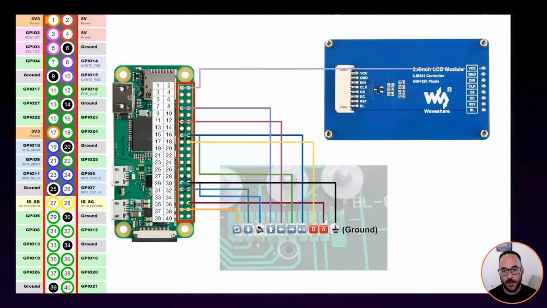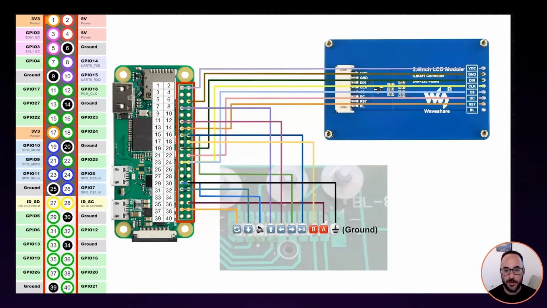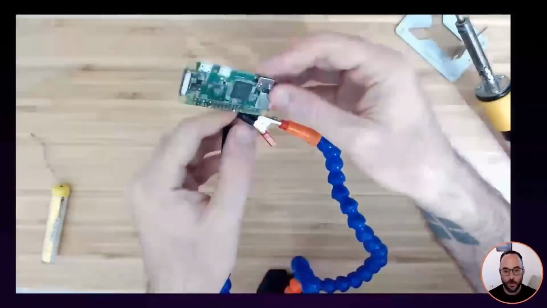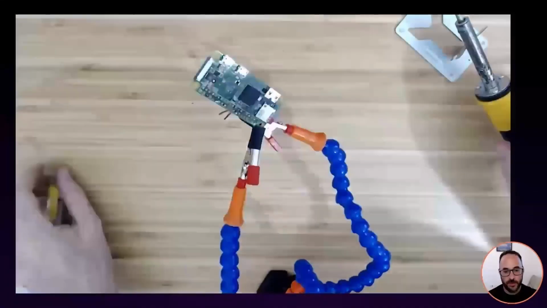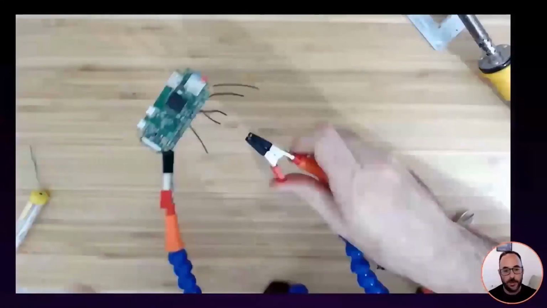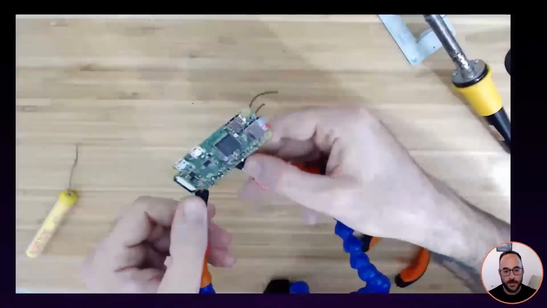I'm connecting the LCD to the Raspberry Pi based on the instructions of the manufacturer. So this is my plan on how I'm going to connect things. And now it's time to do it for real in actual hardware land. So I'm using a soldering iron. I Googled how to solder, watched a bunch of videos. It's not very difficult. You just have to be careful because it can get quite hot. And connecting the wires to the pins that I planned ahead.